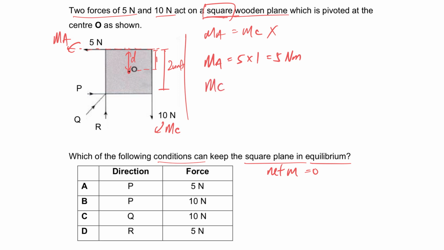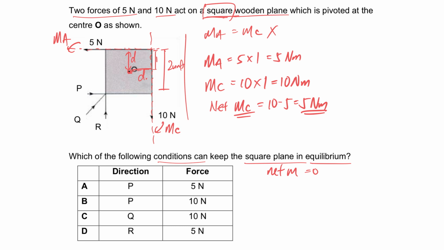So then the clockwise moment will be 10 times. Once again, this is the line of action of the force. The pivot is here. This will be the distance that I use. So likewise, it's still 1 meter and it will be 10 Newton meter clockwise. So we can see that there's a net clockwise moment. 10 minus 5 will be 5 Newton meter, and there will be a net clockwise. This thing will turn clockwise due to the 5 and 10 Newton forces acting as it is right now.